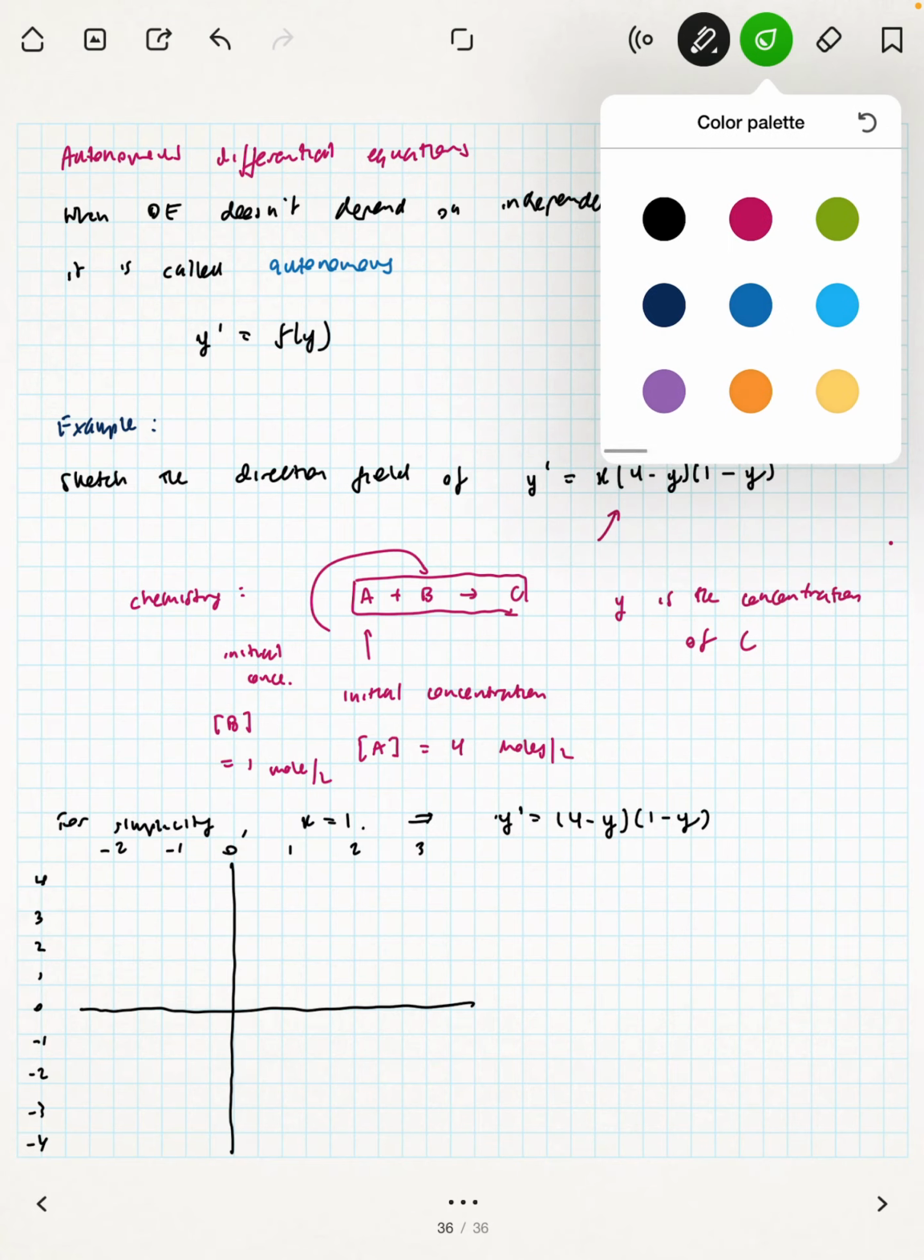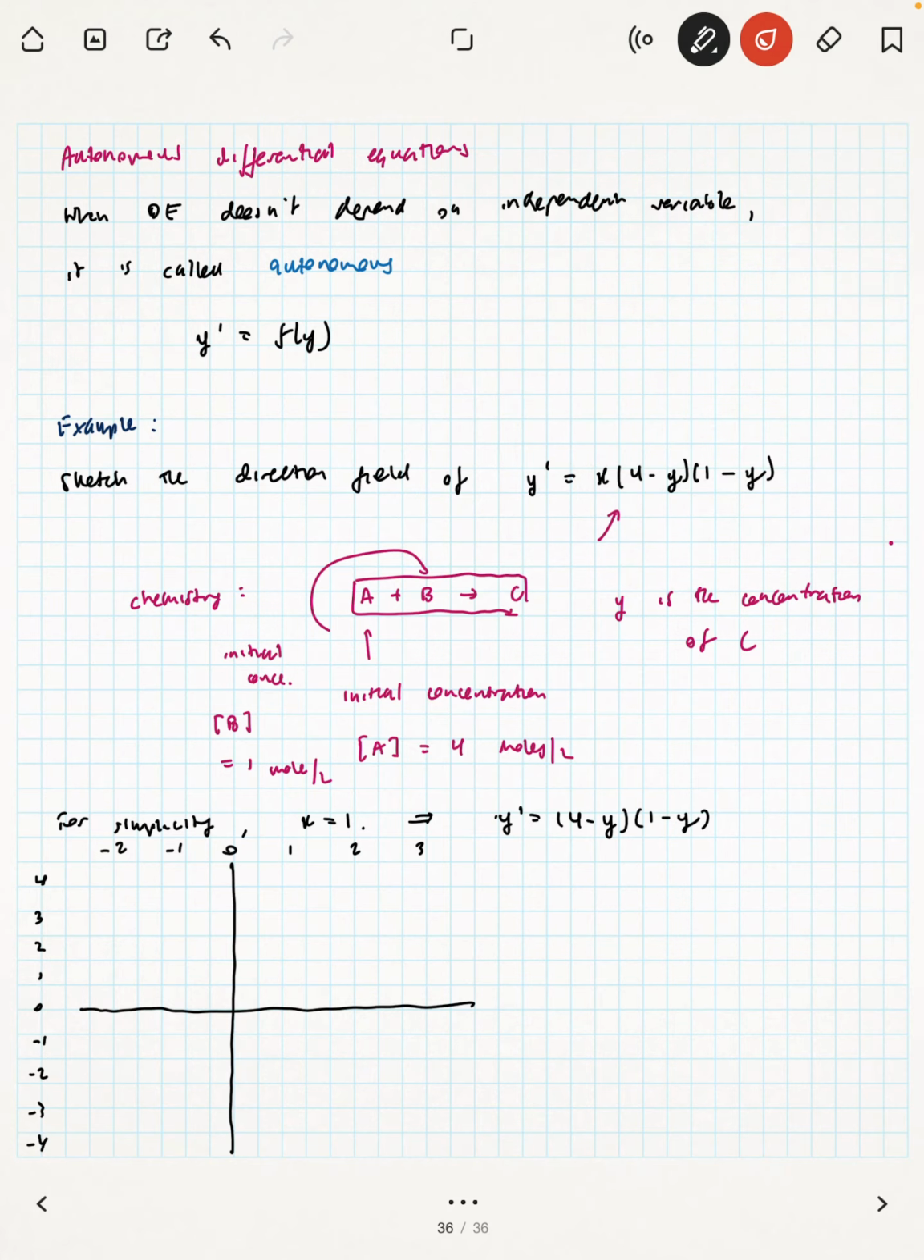So we'll move up and down the line for different values of y. We're going to use x equals 0 just for simplicity, so we're going to start there. So y prime of 0 is 4 times 1 equals 4. Y prime of 1, so that's one of the vanishing points, because when you plug in 1, that becomes 0.